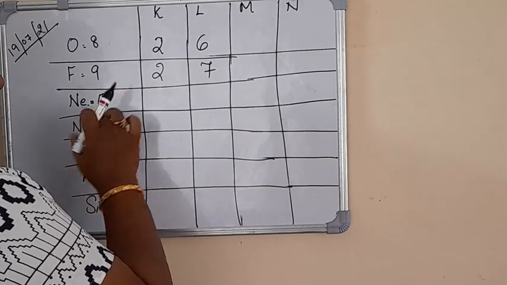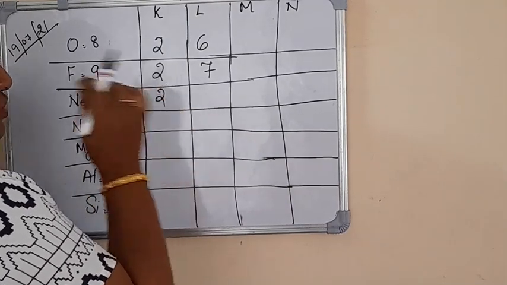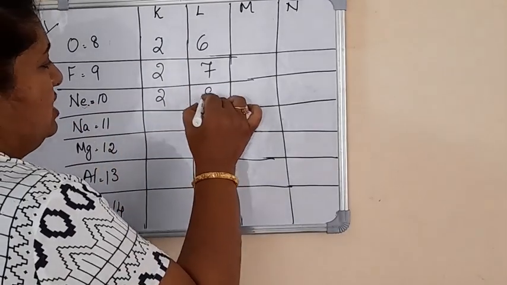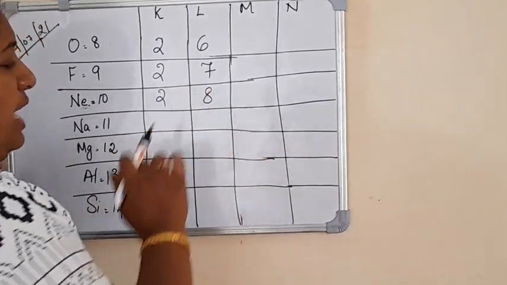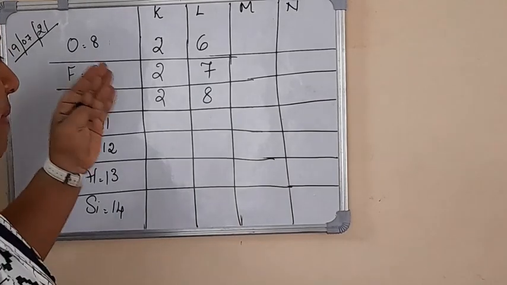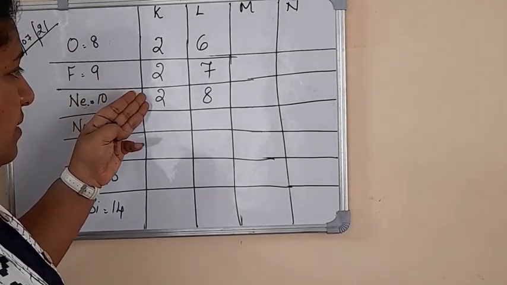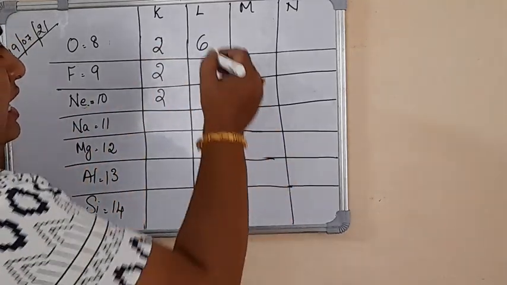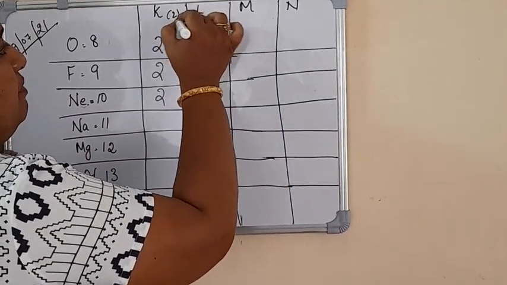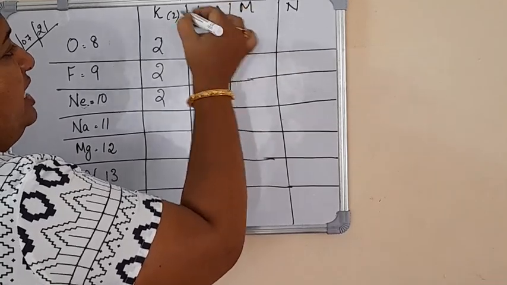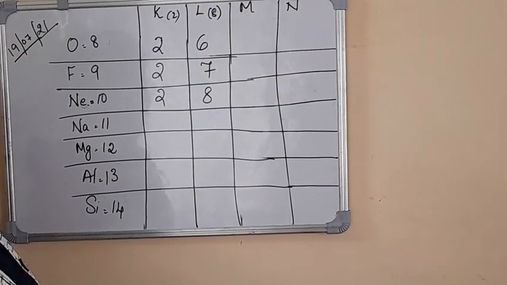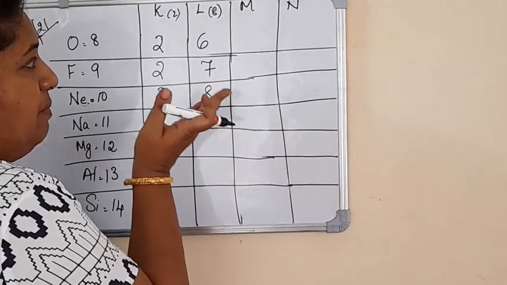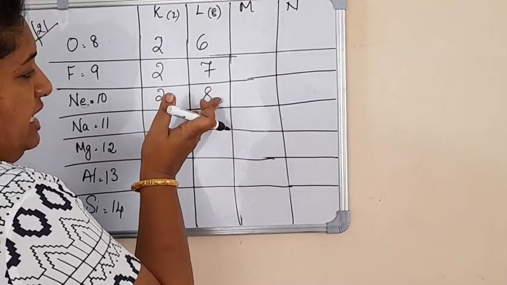Next, neon. Atomic number 10. Maximum number of electrons in K shell is 2. 10 minus 2, 8. So from this what you can understand? The maximum number of electrons in L shell has been reached. See, here K is having a maximum of 2 and L shell is having a maximum of 8 electrons. So already we have completed the maximum capacity of 8 electrons.